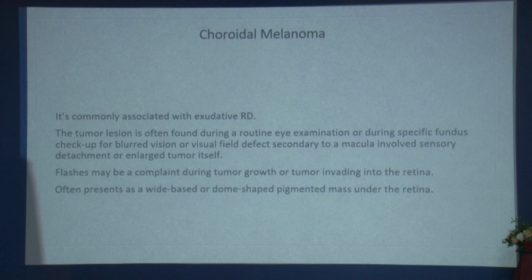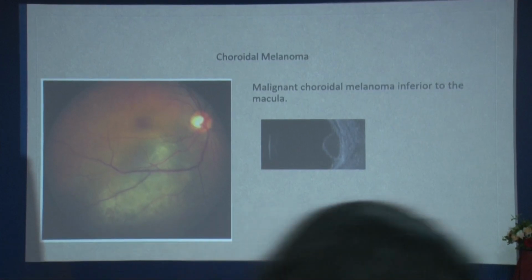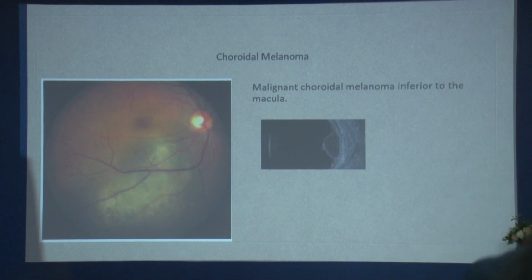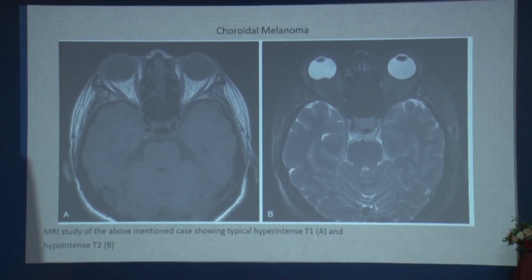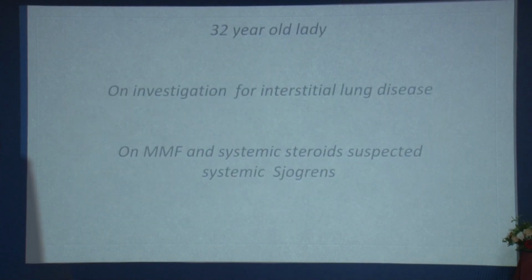Choroidal melanomas can also cause an exudative detachment. Here you can see the melanoma with the exudative detachment. Of course, melanoma has a very classic ultrasound appearance which helps us differentiate Mets from melanomas. And MRI can also help us differentiate melanoma from a Met. I will not go into the details of management.